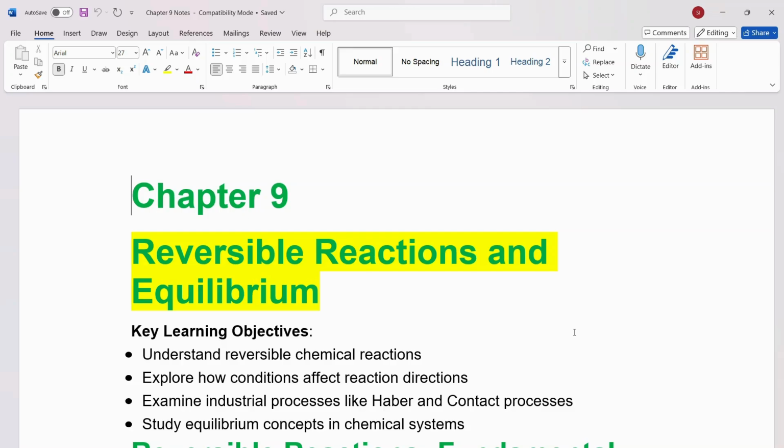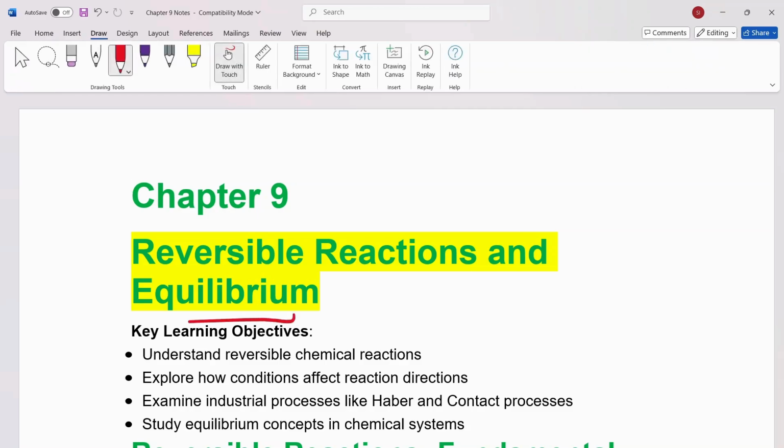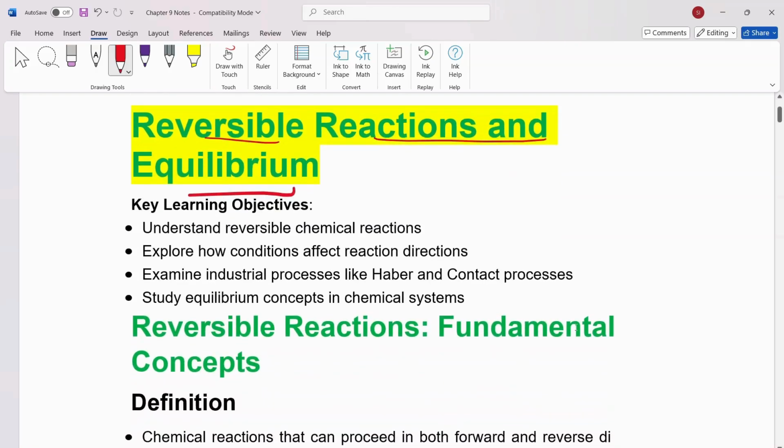Let's start chapter number 9, Reversible Reactions and Equilibrium. Here our key learning objectives are: understand reversible chemical reactions, explore how conditions affect reaction directions, examine industrial processes like Haber's and contact processes, and study the equilibrium concept in chemical systems.